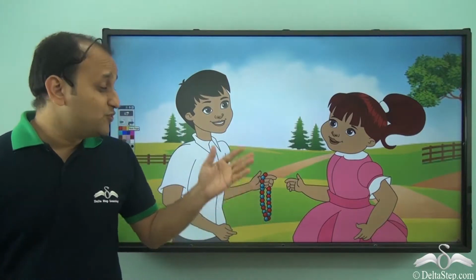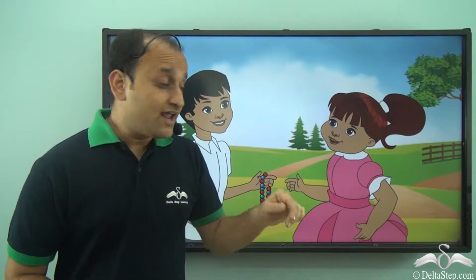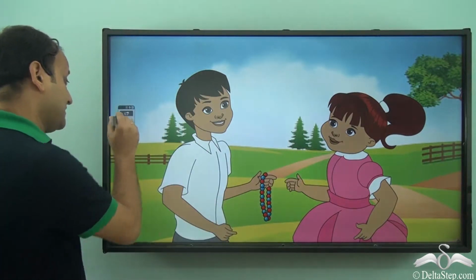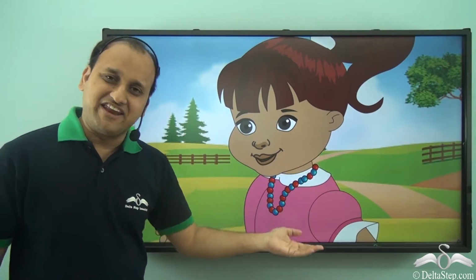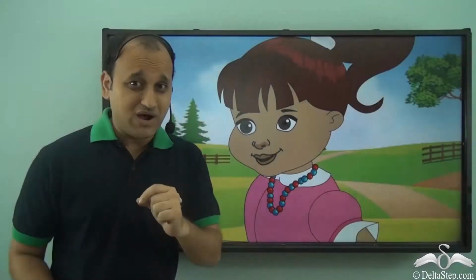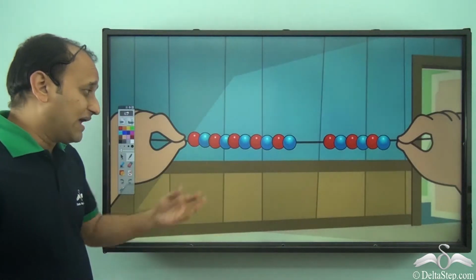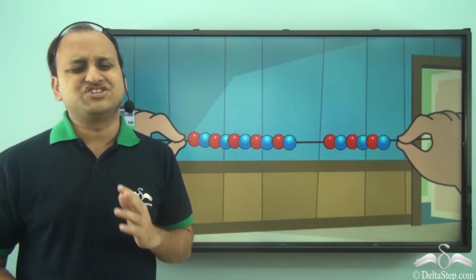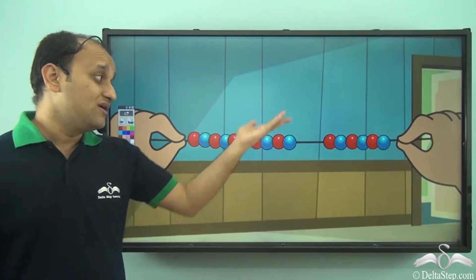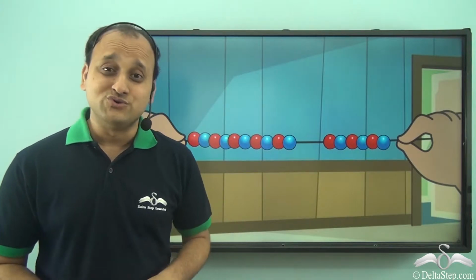Ravi gifted a beautiful necklace to Sheila. Now, Sheila was very happy because the necklace was indeed very beautiful. But one day, while playing, two of the beads broke, and Sheila was very sad that day. She thought that now this necklace is of no use.